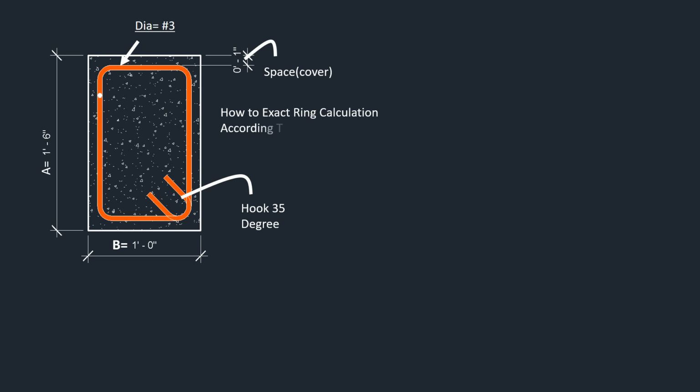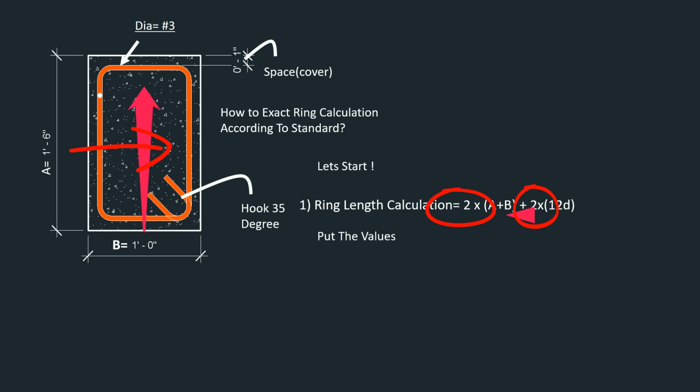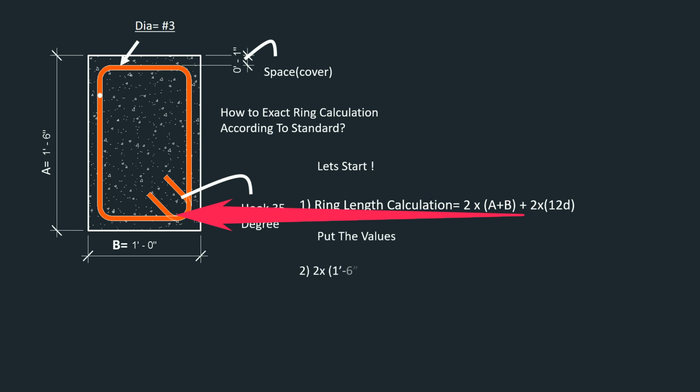Now, how to do the exact ring calculation according to the standard. Let's start. Ring calculation formula equals 2 into A plus B, plus 2 into 12D. 2 for the opposite sides, and for 2 times, and 2 for the double hook.